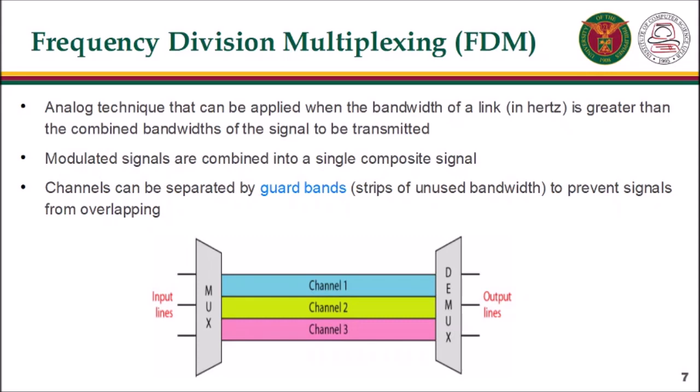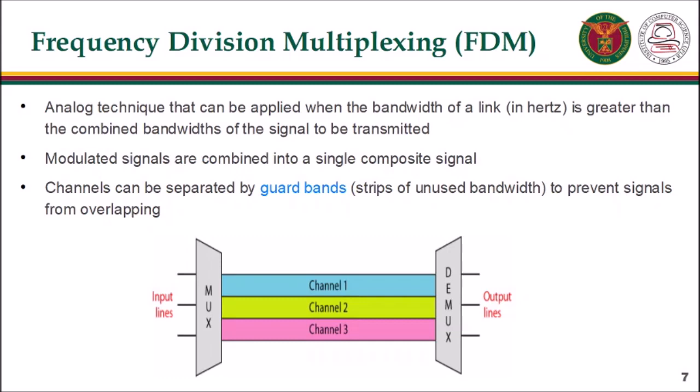Frequency division multiplexing is an analog technique that can be applied when the bandwidth of a link is greater than the combined bandwidths of the signals to be transmitted. In FDM, signals generated by each sending device modulate different carrier frequencies. These modulated signals are then combined into a single composite signal that can be transported by the link.